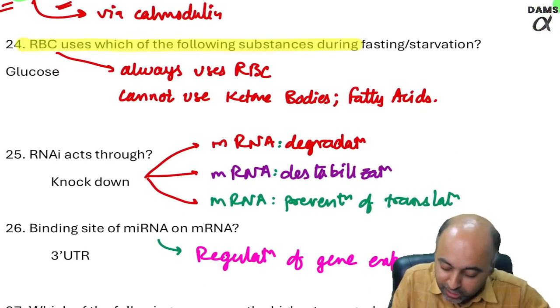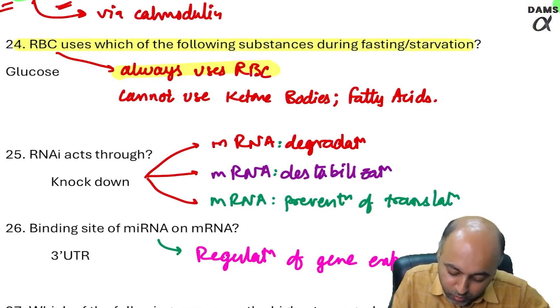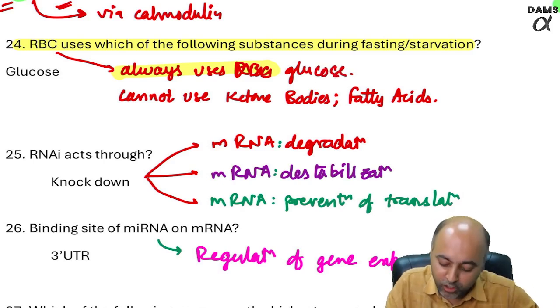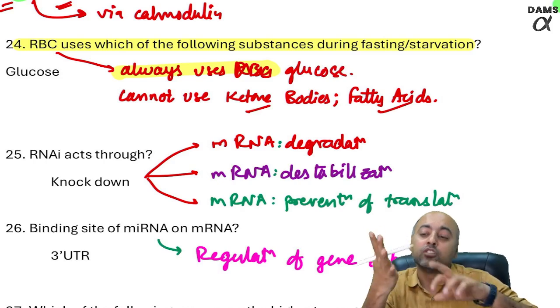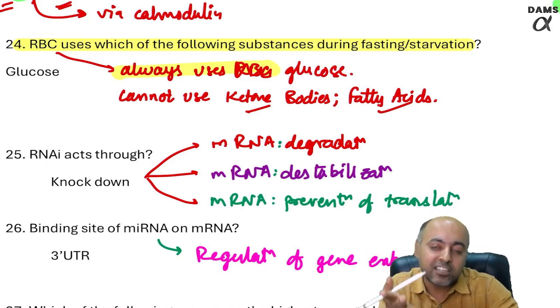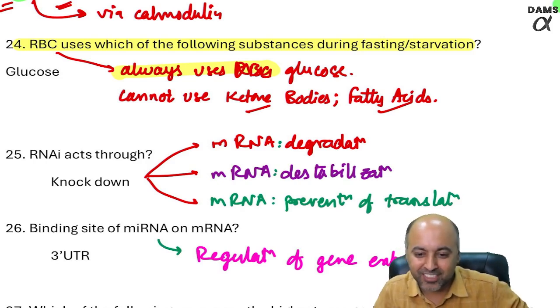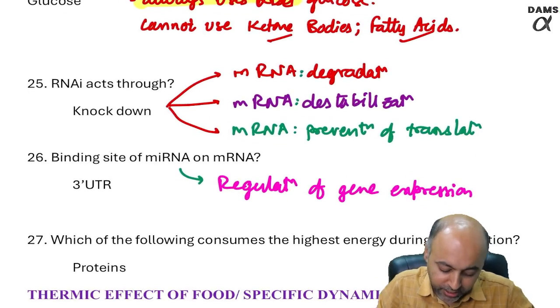Moving on to RBC. RBC uses only glucose. It cannot use the ketone bodies. It cannot use the fatty acids. So in fed state, fasting state, starvation state, early starvation, post starvation, whatever is there, only glucose for RBC.